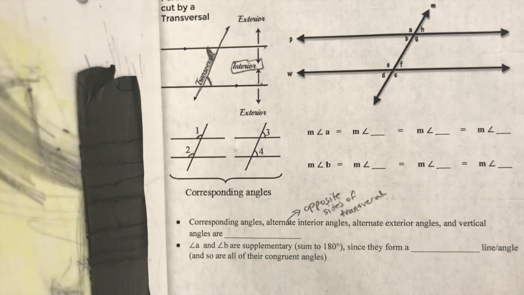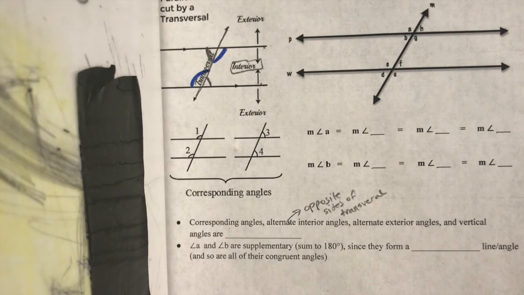And then this angle and this angle would be a second set of alternate interior angles.